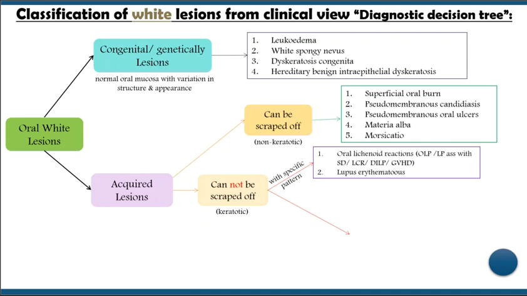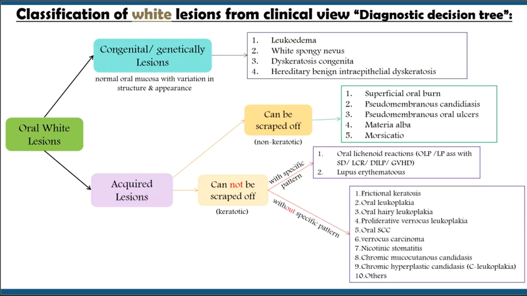طيب نجي للكيراتوتيك lesions، قسمها لي الاثنين. Lesions عندها specific pattern، يعني أنا من الباترن بتاعها I can recognize this lesion فلانة الفلانية، تمام. Oral lichenoid reactions منها oral lichen planus، وعندنا lupus erythematosus. طيب عندنا lesions cannot be scraped off keratotic without a specific pattern، بتجي بأشكال مختلفة زي frictional keratosis, oral leukoplakia and oral hairy leukoplakia, proliferative verrucous leukoplakia, oral squamous cell carcinoma, verrucous carcinoma and nicotinic stomatitis, chronic mucocutaneous candidosis. شايفين هنا الكانديدا وهنا الكانديدا، يعني candida different pattern, different types, different colors كمان. Chronic hyperplastic candidosis و others.